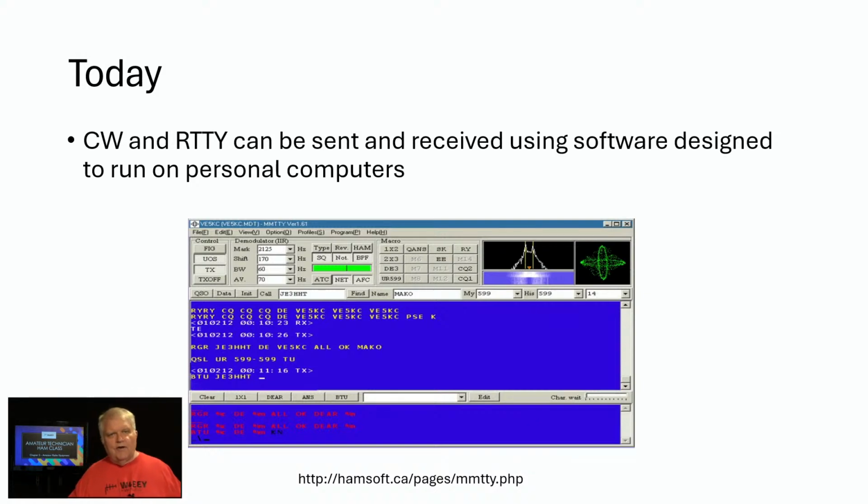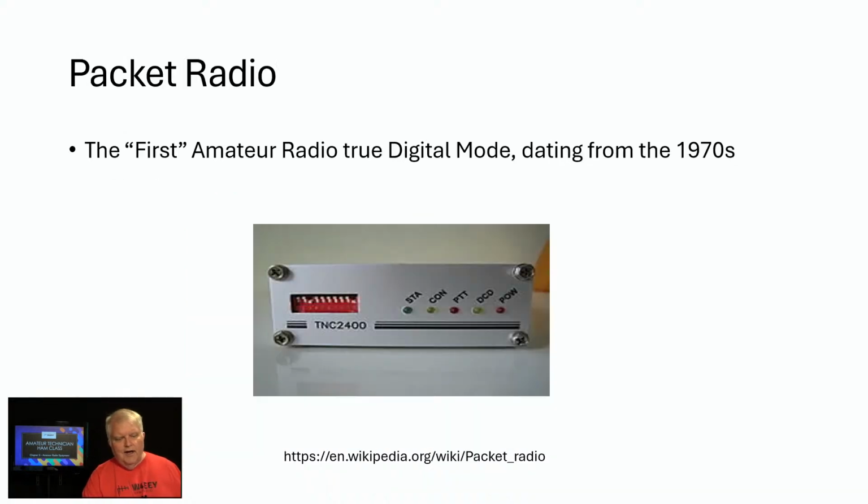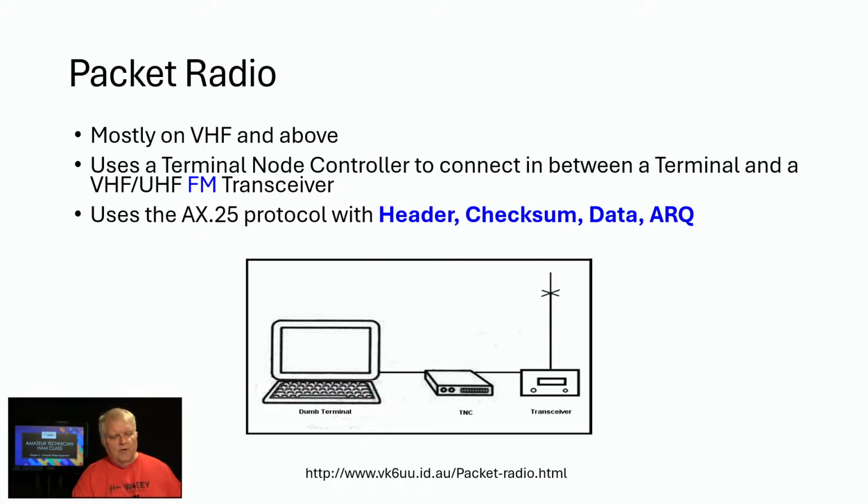So radio teletype was an early form of digital communications on ham radio. Again, packet radio from the 1970s. So radio teletype was even before that. That was in the 1930s probably. And packet radio, mostly on VHF and above. We mentioned it uses the thing in the middle, the terminal node controller, to go between your computer and your transceiver. A little FM transceiver probably is what's going to be here. And it uses the protocol AX.25. Amateur X25 is what it stands for.